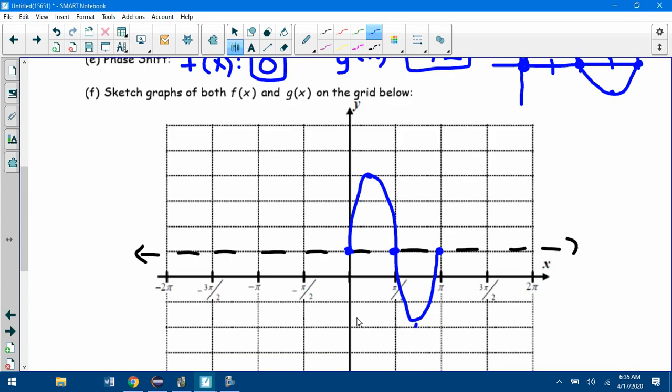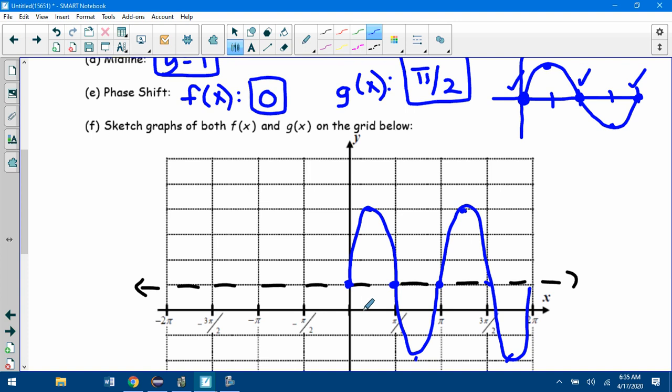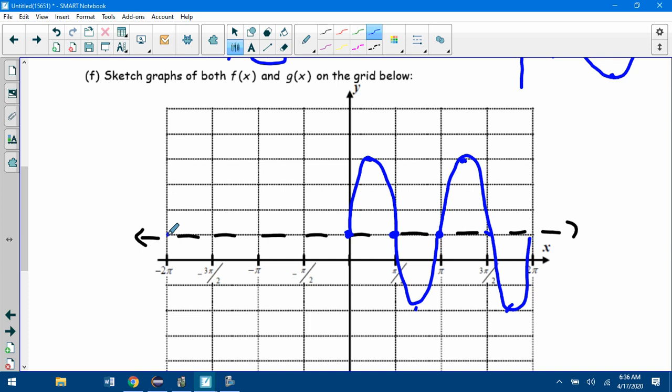Period is pi, because the cycle's ending by the time I get to pi. Now if I wanted to go to 2 pi, what would happen? That same thing. And that's where you can see what frequency is. Between 0 and 2 pi, we had 2 cycles. Same type of thing is going to happen over here. So now that I know the right side, I can come in and draw the left side. There's another cycle. So when they give you a specific domain, start with that one cycle and go from there.